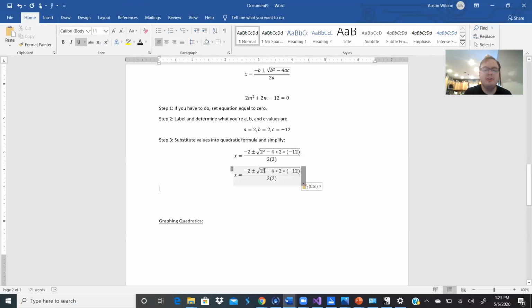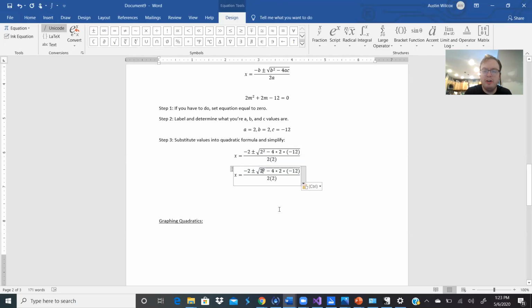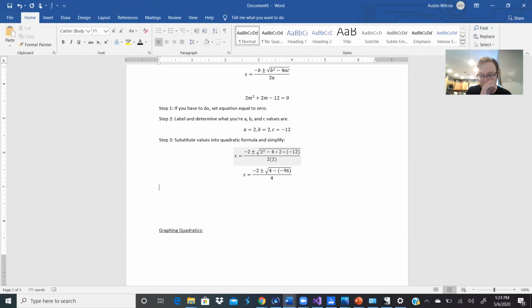So plus or minus 2 squared, well, I don't have to write 2 squared anymore. 2 squared is 2 times 2. That is 4. And then minus 4 times 2 times negative 12. Well, 4 times 2 is 8. 8 times negative 12 is negative 96. So this would be negative 96, all over 2 times 2. 2 times 2 is 4. Okay?